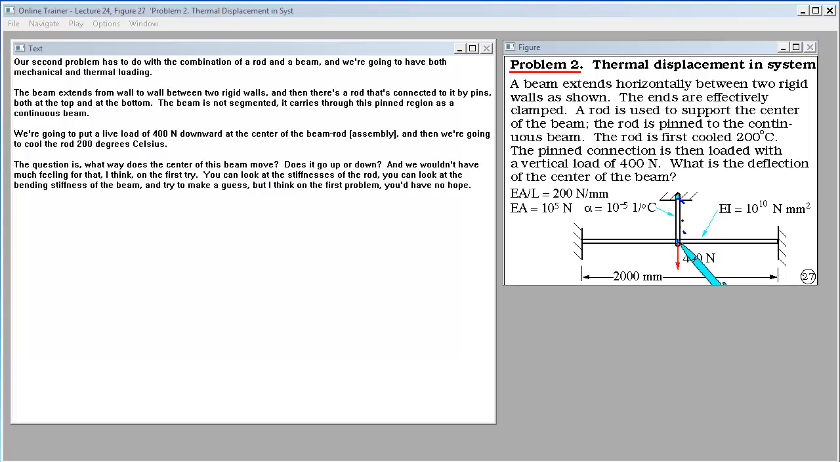And we wouldn't have much feeling for that, I think, on the first try. You can look at the stiffnesses of the rod, you can look at the bending stiffness of the beam and try to make a guess, but I think on the first problem you'd have no hope.